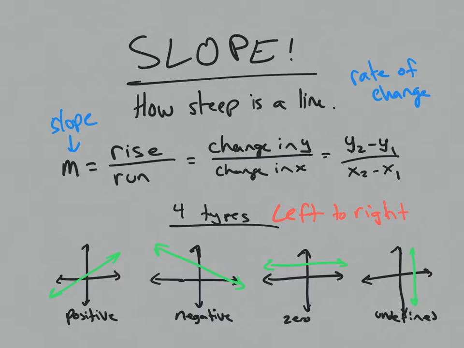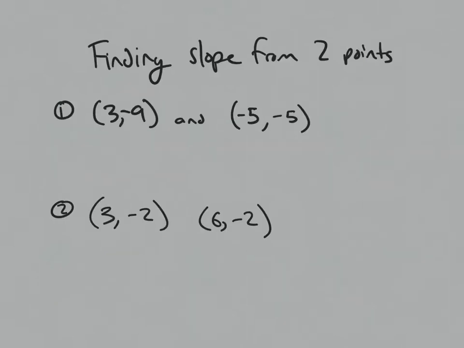Now let's practice. So if I give you 2 points, we're going to be able to find the slope from those 2 points using our slope formula. So let's rewrite that slope formula. It's m equals y2 minus y1 over x2 minus x1. And for some people, it can be really helpful to label the points. So remember that when you have a point, it goes x comma y. So if I have 2 points, this first one is x1, y1, and then this one is x2, y2.